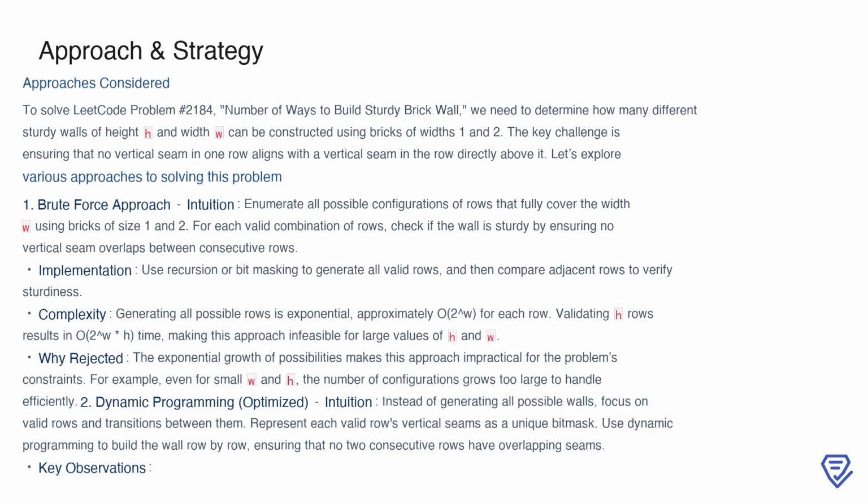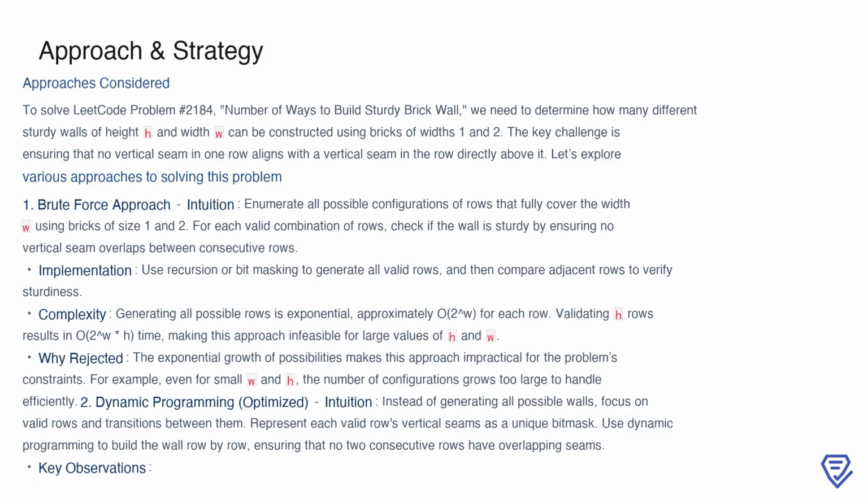To solve the problem of determining how many sturdy walls can be constructed with given dimensions, we need to address the challenge of ensuring that no vertical seam aligns between consecutive rows. A brute force approach might seem intuitive at first. Here, we enumerate all possible row configurations that fit the given width using bricks of size 1 and 2. Then, for each combination of rows, we check if the wall is sturdy by verifying that no vertical seams overlap between adjacent rows. This can be implemented using recursion or bit masking to generate all valid rows.